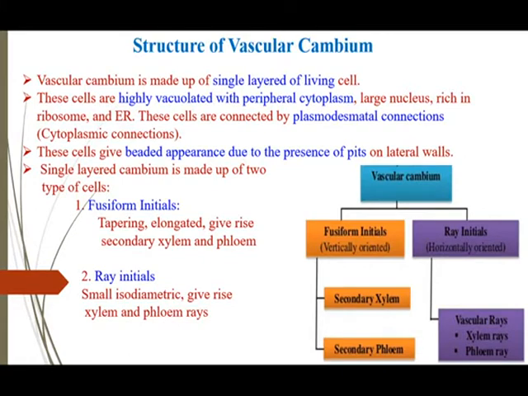The single cambium layer is made up of two types of initials, fusiform initials and ray initials. Fusiform initials are tapering and elongated, and give rise to secondary xylem and phloem, whereas ray initials are small and isodiametric, and give rise to xylem and phloem rays.